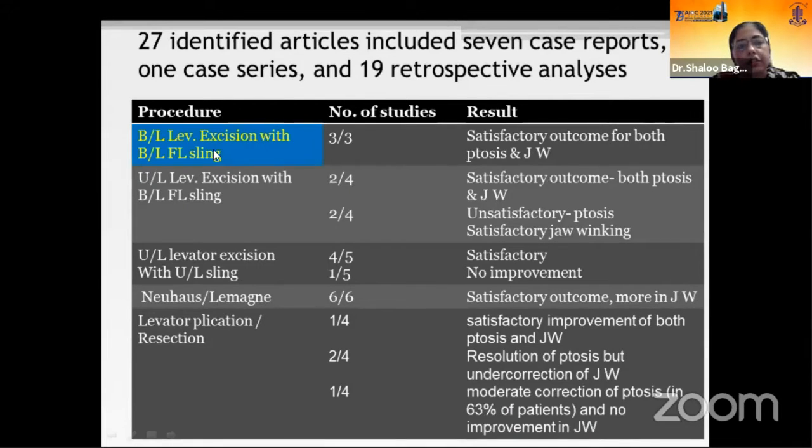The 27 articles were reviewed, and in most, three articles have shown satisfactory outcome in which the bilateral levator excision and bilateral sling was performed, both for ptosis and jaw winking, and unilateral levator excision with unilateral sling also showed the satisfactory result. The mixed outcome came when the unilateral levator excision with bilateral sling was performed, and Nuhan's method also showed the satisfactory outcome, but more so in the jaw winking phenomena. And levator plication or resection was mainly for the ptosis correction.